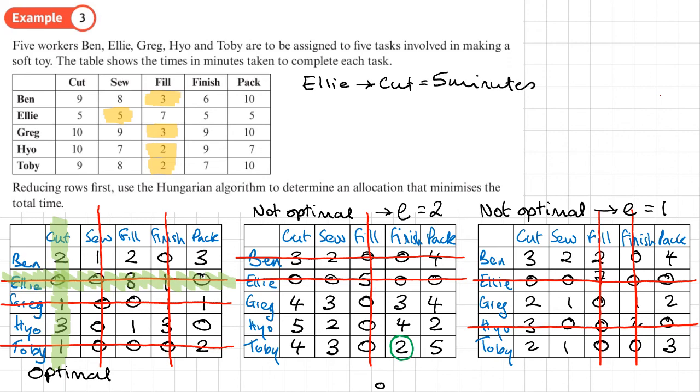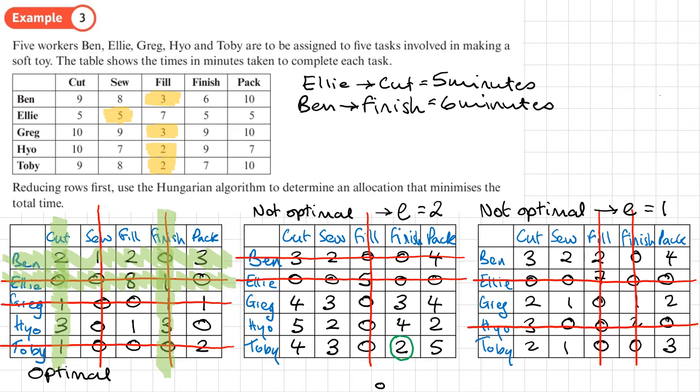And if I look at the top row, there's a single 0 here, so Ben has to finish. So we'll get rid of Ben and finish, get rid of that row and column. So Ben, finish. And if we look at the original table, if Ben is going to finish, that's a cost of 6 minutes.